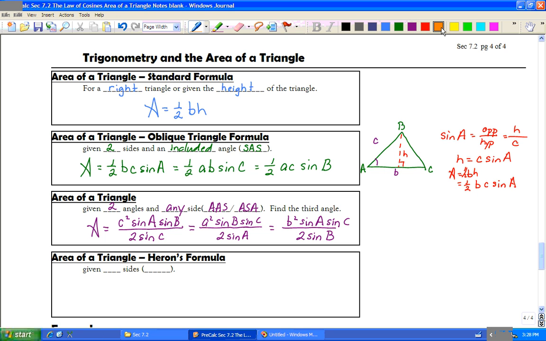And then the last formula that we're going to have to look at is if we were given all three sides, so that's side, side, side. This is called Heron's formula. It's pronounced a couple of different ways, and if you look it up, they have both pronunciations there, but I'm going to call it Heron's. And first you need to find the semi-perimeter.